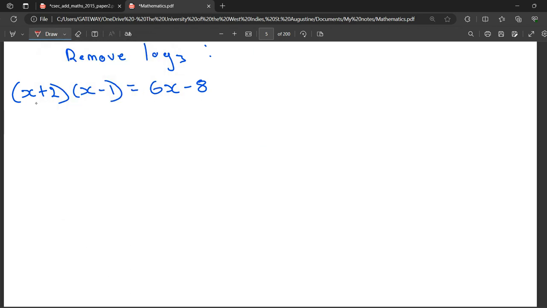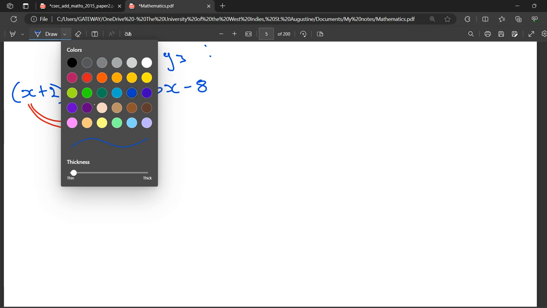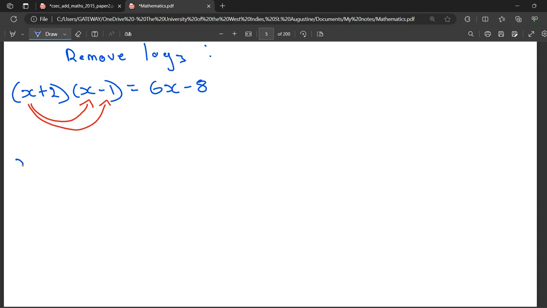We could use the distributive law, x by x, x by negative 1. So x by x is x squared, x by negative 1 is negative x, and then on top here now what we gonna have is 2 by x and then 2 by negative 1. So 2 by x will be plus 2x, and 2 by negative 1 is basically negative 2. That is equal to 6x minus 8.